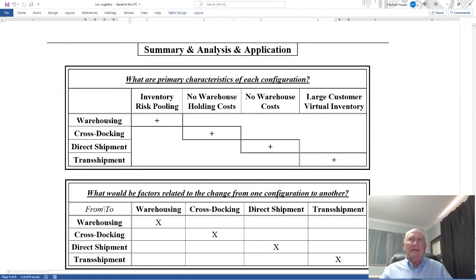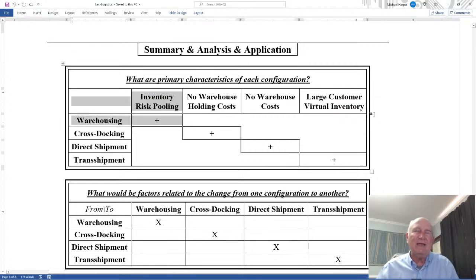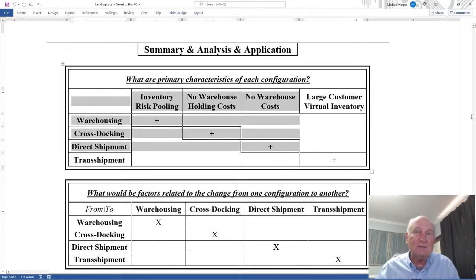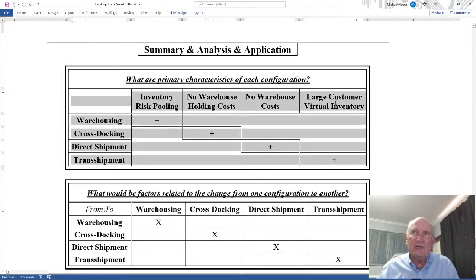Okay, summary and analysis and application. First of all, what are the primary characteristics of each configuration? Well, for warehousing, you can have enhanced inventory risk pooling. For cross-docking, there are no warehouse holding costs because there is no carrying cost there. There's no holding cost at all. But you do have warehouse facilities, but no holding costs. For direct shipment, there are no warehousing costs at all because they don't even exist. For transshipment, you have a large customer virtual inventory.